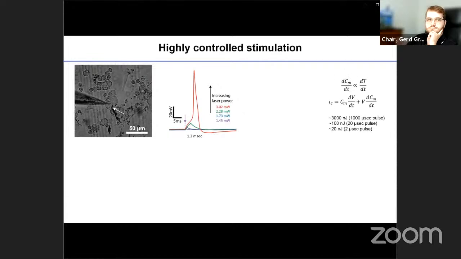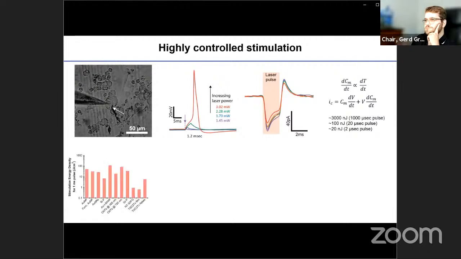The whole process is due to the optocapacitive effect. Basically, rapid temperature change will change the cell membrane capacitance, which will result in a transient current. And once this transient current hits the threshold, you'll have this all-or-none behavior, the action potential. As a proof of this idea, we held the membrane potential at a high negative value, minus 150 millivolts, and shine the laser, and you can see these transient currents, essentially.